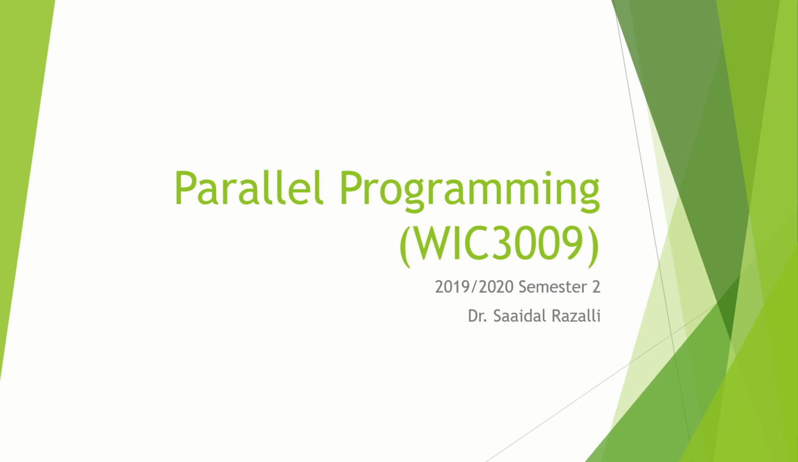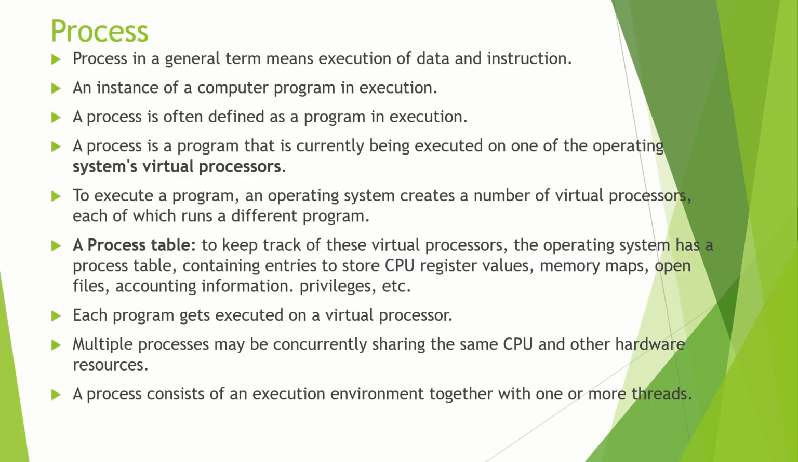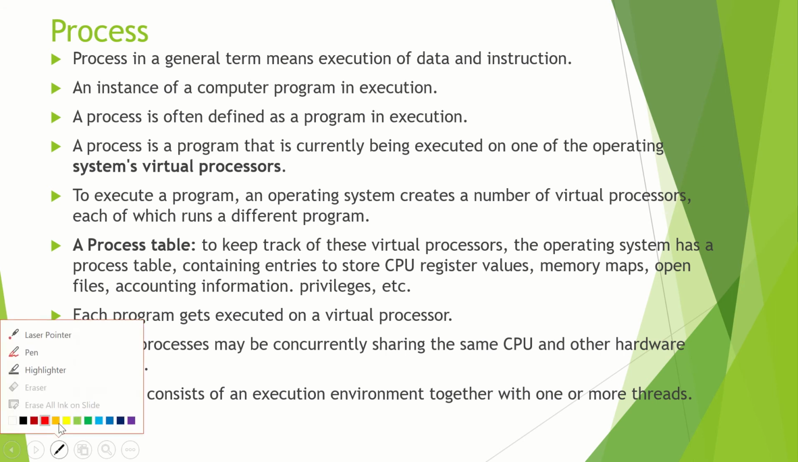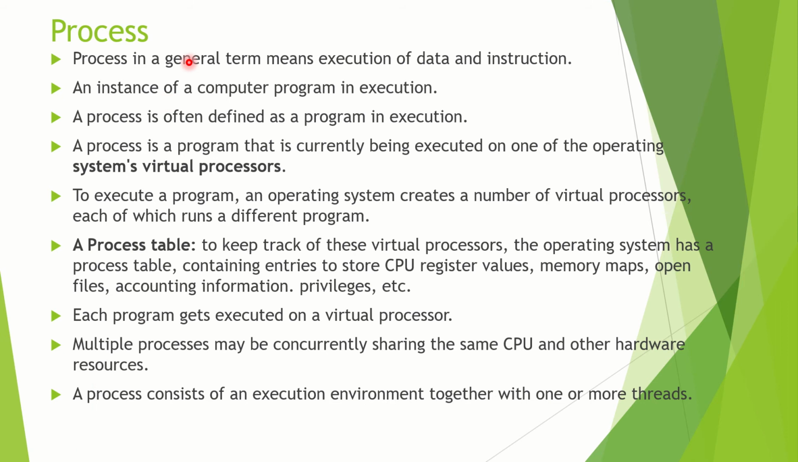Okay, we will start our lectures now. Process, in general terms, means execution of data and instruction. So a process is a program in execution. A process is more than the program code, which is sometimes known as the text section. It is an instance of a computer program in execution. So a process is often defined as a program in execution.